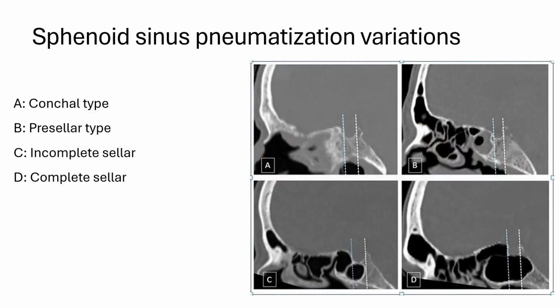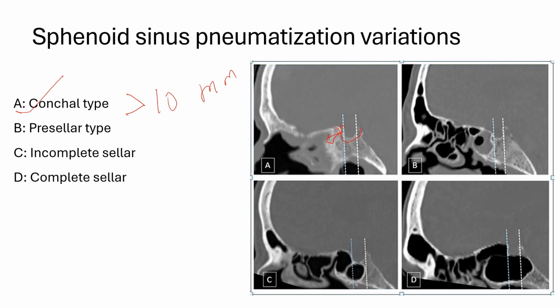Now the sphenoid sinus pneumatization variations. So it is measured in relation to the sella turcica. So in conchal type, so this is the type 1 conchal type, where the pneumatization is more than 10 mm anterior to the sella turcica. So this distance is more than 10 mm. So this is the conchal type.